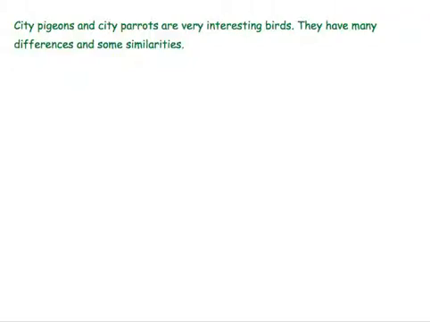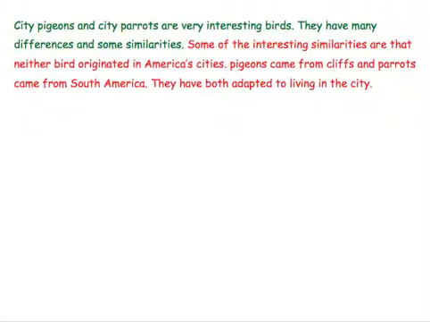The next thing that you want to do is explain to your reader some of the similarities or differences. And again, you're going to need to create a sentence that explains what you are moving on to. So if you notice the next part of my paragraph, some of the interesting similarities are that neither bird originated in America's cities. Pigeons came from cliffs and parrots came from South America. They have both adapted to living in the city. So if you see my first sentence, I explain that I'm going to be talking about the similarities, and I explain what my similarities are. I don't keep using the word similarities over again, and I use some good words such as "both" to help with similarities.